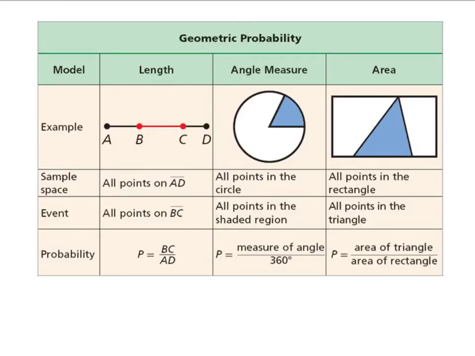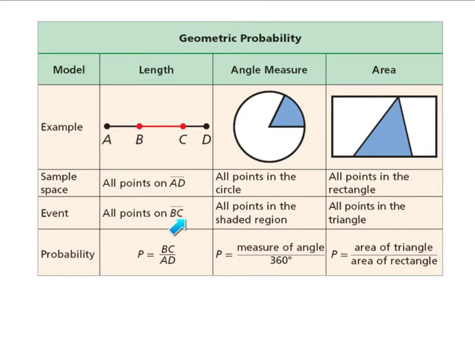So for our examples, we're going to deal with different types of models. Sometimes we're going to deal with length of segments, sometimes angle measurements, and sometimes area. So if I'm working with length specifically, let's take a look at segment AD here. The sample space that we're working with, so all possibilities, are all the points that would be sitting on our segment AD. I might then take a specific event and say, I would really like to know what the probability is of a point sitting on segment BC. So that would be my event.